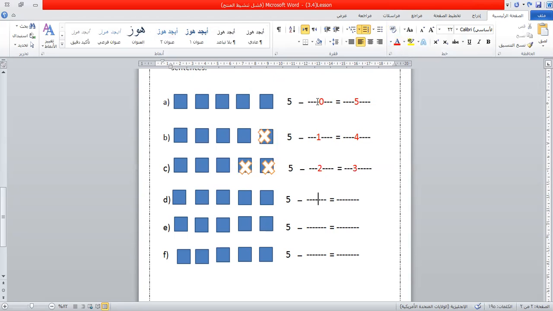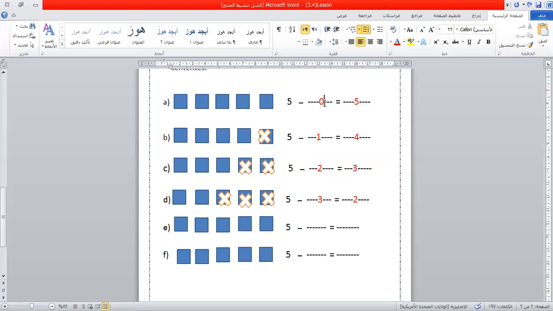Okay, I crossed out 0, crossed out 1, crossed out 2. Here I will cross out 3 squares like this. Okay, 5 minus 3. How many squares are left? This is my result, or my difference, equal to 2. 5 minus 3 equals 2.